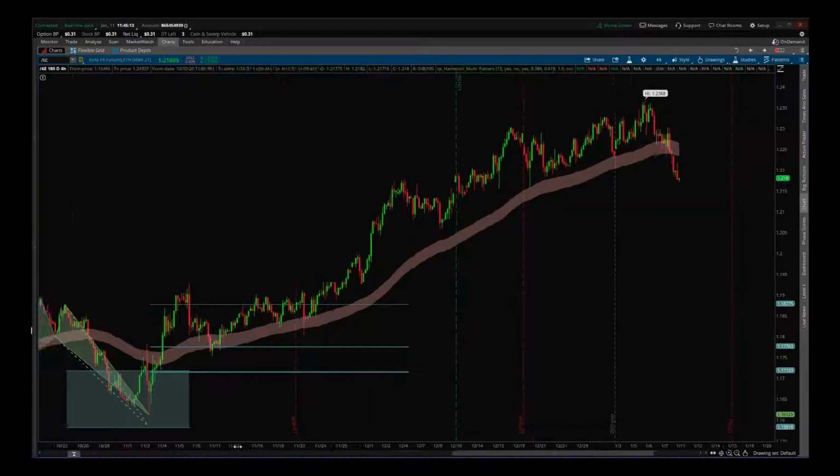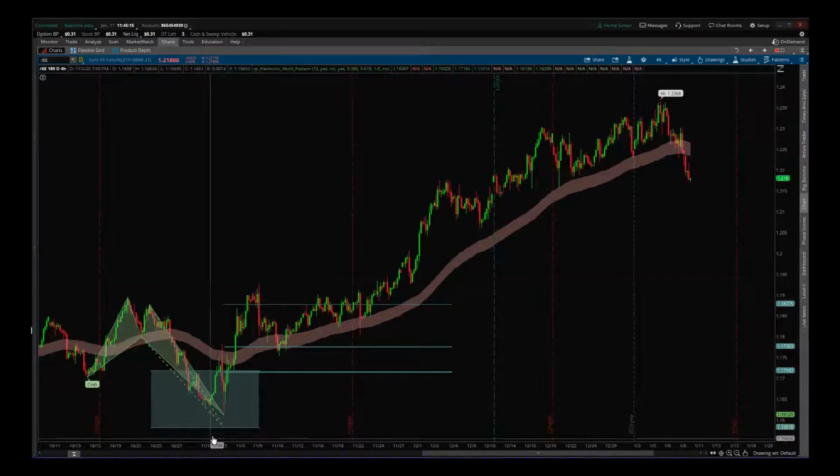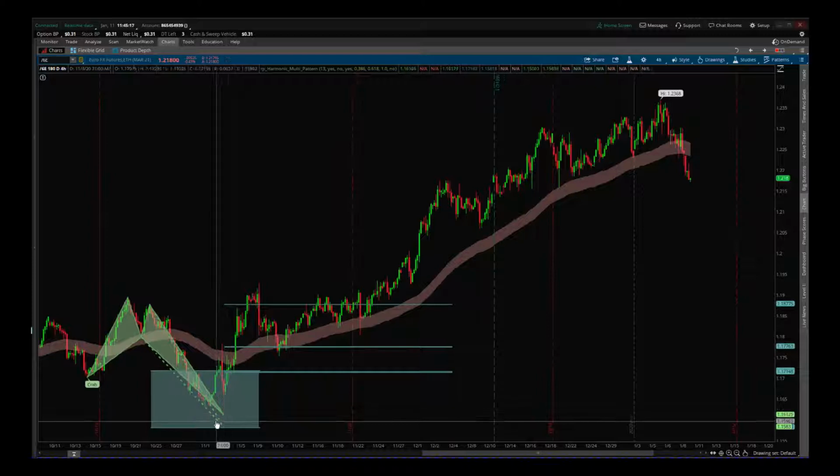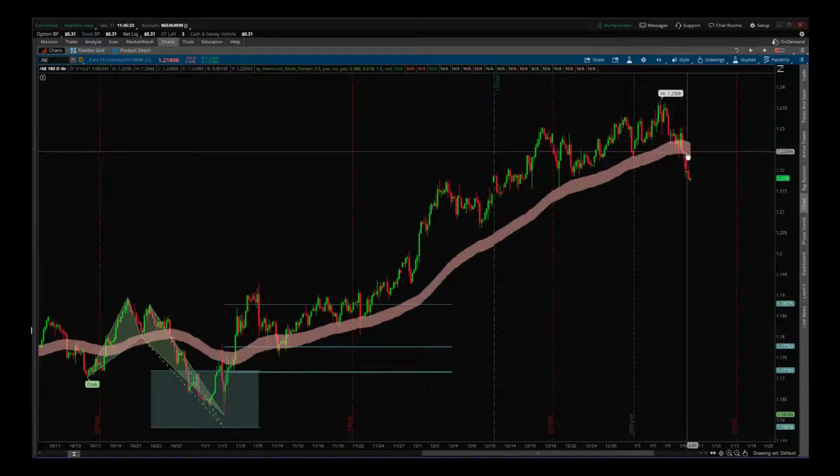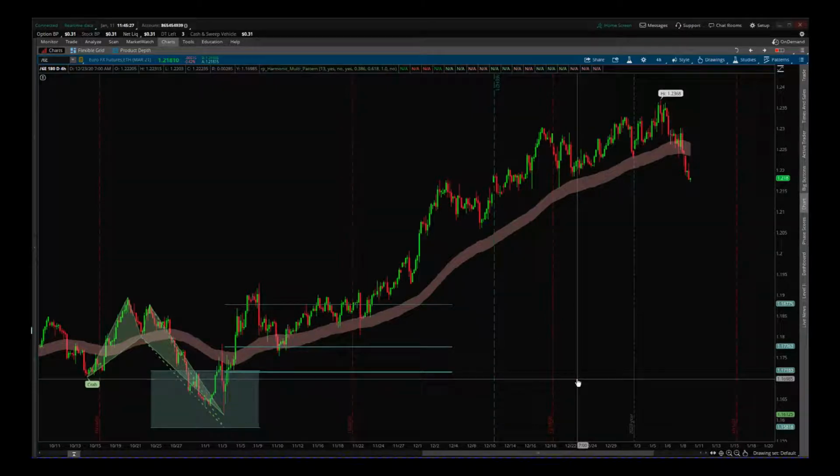You got the signal from the crab pattern on the euro here, and you got the long signal, came back down to test there, and we never closed below this EMA cloud until very recently. So this was a great trade. Again, just showing the power of this harmonic pattern.